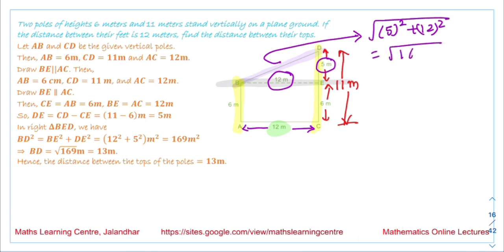So that is equal to square root of 169, that is equal to 13 meters. So we are saying that the distance between their tops will be 13 meters.